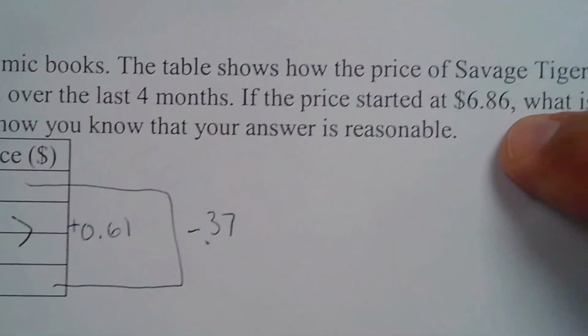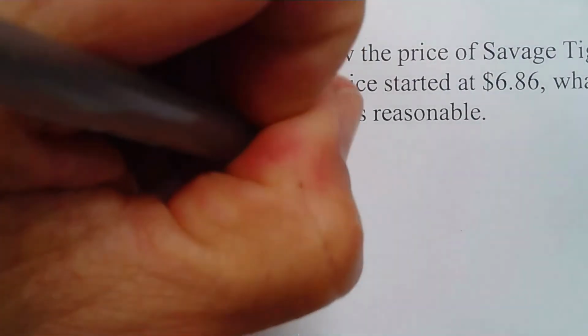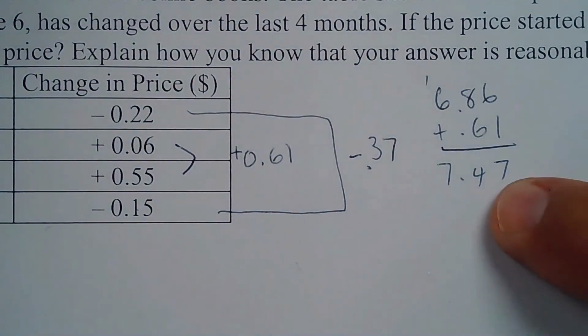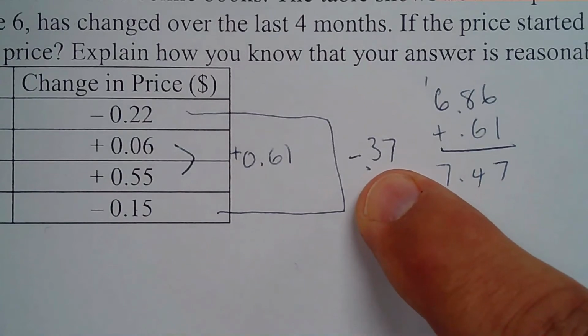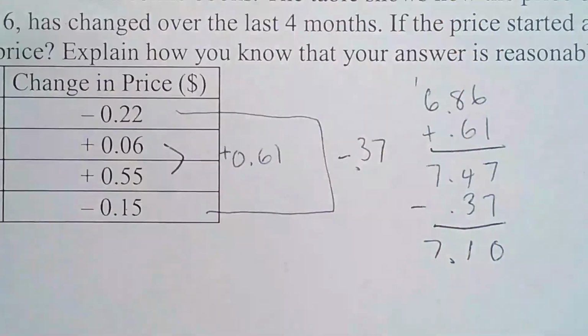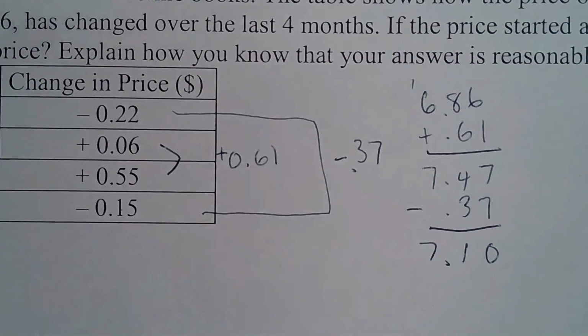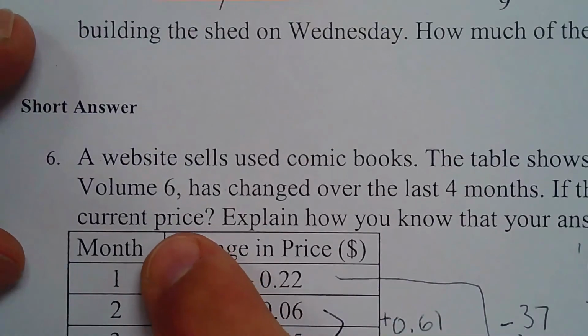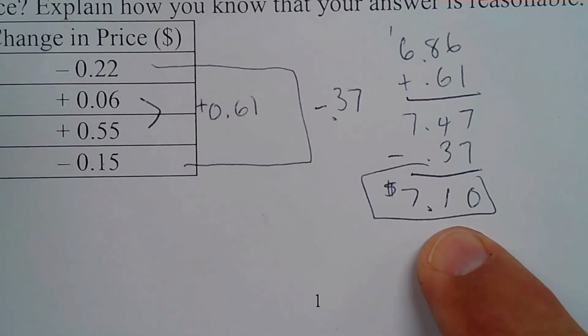So what I'll do is take that $6.86 there, and I will add 61 cents to it because that's how much it went up total. And that is 7, 14. So now it's at a value of $7.47, but it also went down 37 cents. So I'll take off 37 cents, and that ends up being $7.10. This is the final value right there. What is the current price? The current price is $7.10.